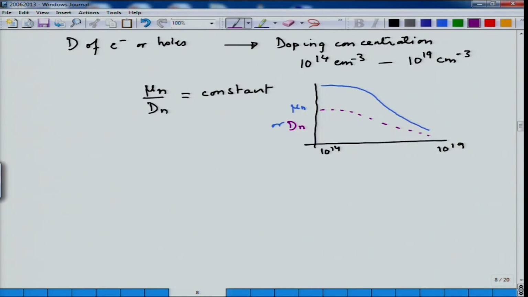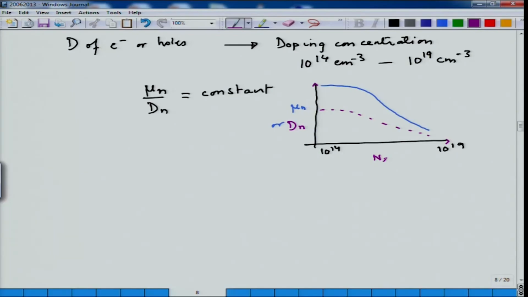Now, this of course physically also makes sense, because the diffusion coefficient is due to the thermal motion of particles, and mobility is also due to thermal motion. In addition to that, you have response to electric field, but scattering events are there in both of them. And this drop in the mobility is because as we increase the doping concentration, N A and N D, you have more impurity scattering as opposed to lattice scattering, and hence you have a drop in the mobility, and the same phenomenon is true for the diffusion coefficient.